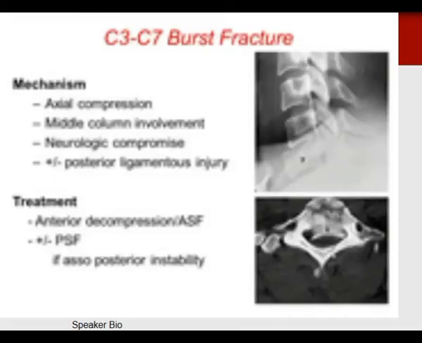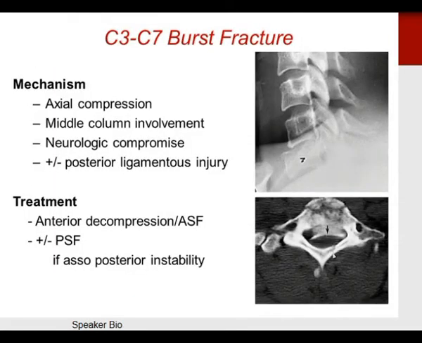Burst fractures involve the middle column. It's an axial load. These can involve neurologic deficits, as in that axial CT at the bottom, which shows retropulsion of the bony fragment. In these cases, an anterior approach to clear the canal is important, and add on a posterior instrumented fusion if the ligamentous complex is disrupted as well.